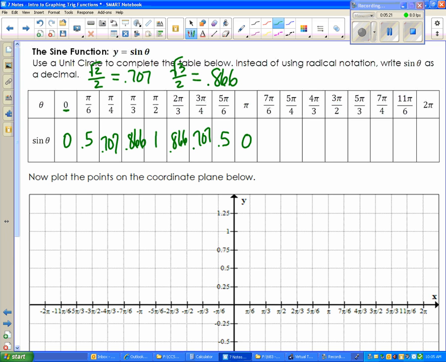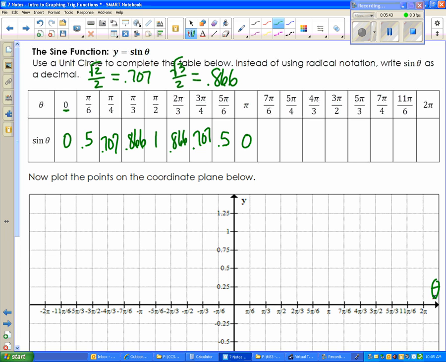What I'd like you to do is pause this video, complete the table, and then I'd actually like you to plot the points on the graph below. Now, one of the things you might notice on the x-axis, which actually I should have referred to as the theta axis because that's our input, one of the things you might notice is that there is no pi over 4 on the scale.